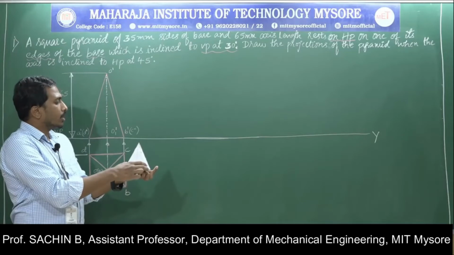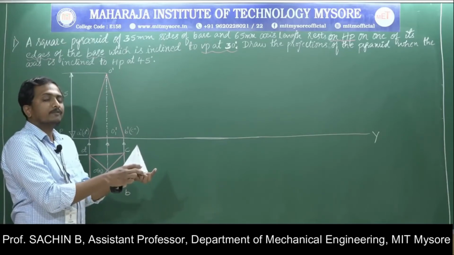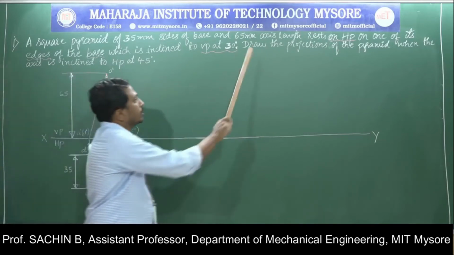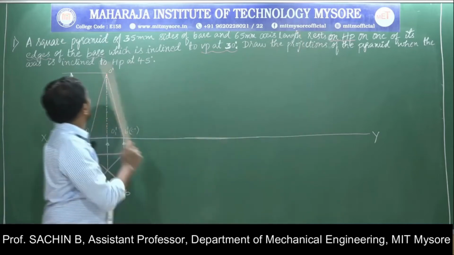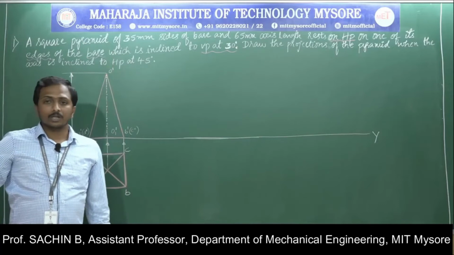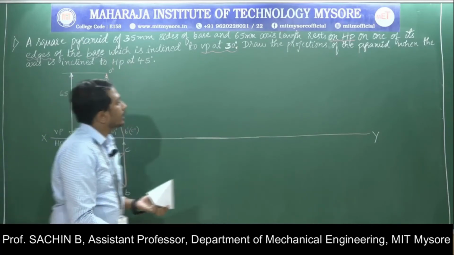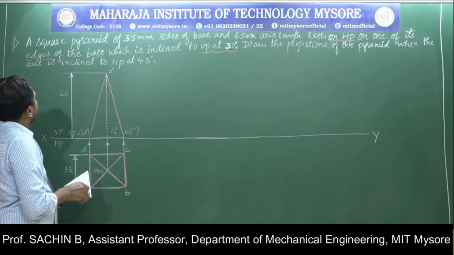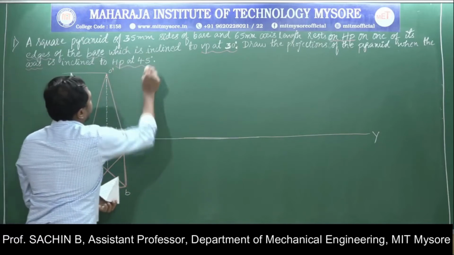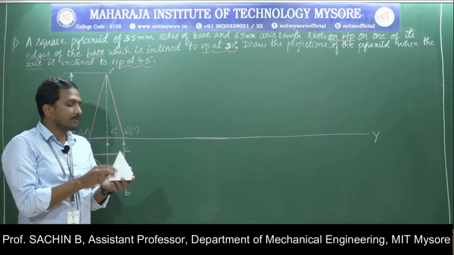Next is about the object getting inclined to HP at 45 degrees. You can clearly come to know that from the question: draw the projection of the pyramid when the axis is inclined to HP at 45 degrees. In the problem they are clearly saying that the axis is inclined at an angle of 45 degrees. This is very important for us to go for the second position. Here the axis is inclined to HP at 45 degrees.